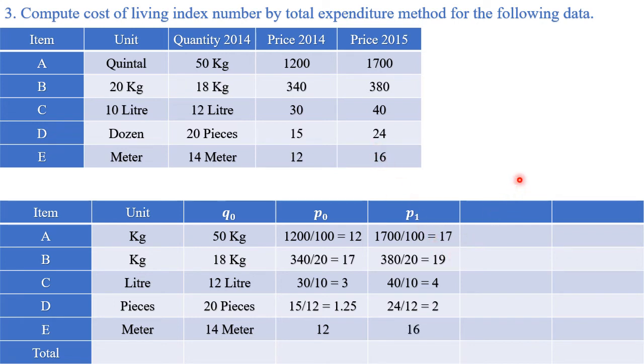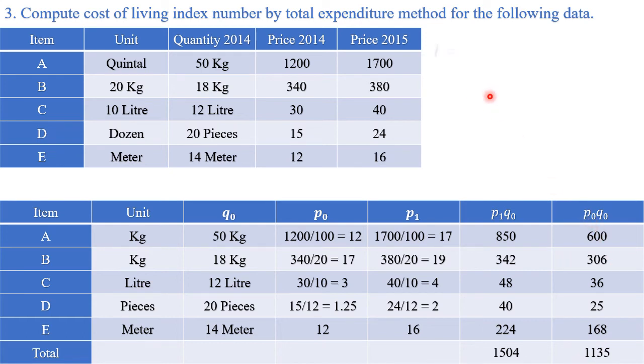Next, because this is last year's method, we follow the P1 Q0 and P0 Q0 columns. What we are going to do next is multiply P1 with Q0: 17 into 50, 19 into 18, 4 into 12, 2 into 20, 16 into 14. Next, P0 Q0, the multiplication of these two values: 12 into 50, 17 into 18, 3 into 12, 1.25 into 20, and 12 into 14. Make a total of these two columns. P1 Q0 total will be 1504 and P0 Q0 total will be 1135.